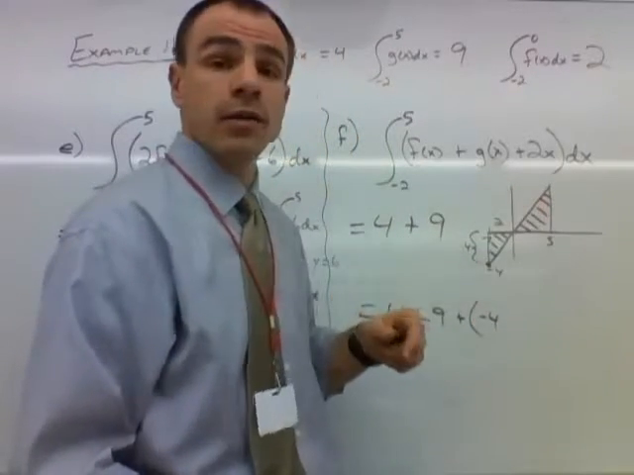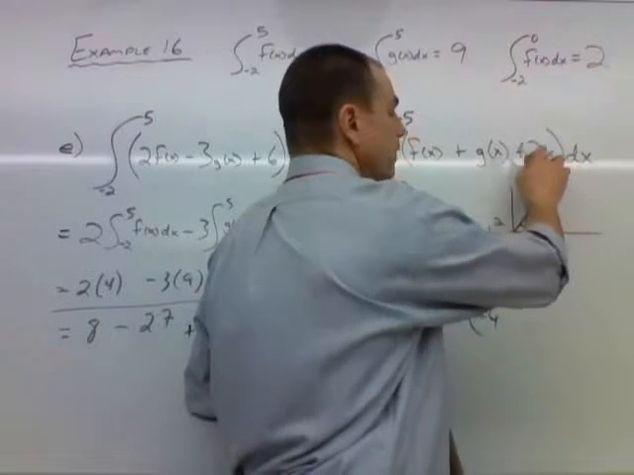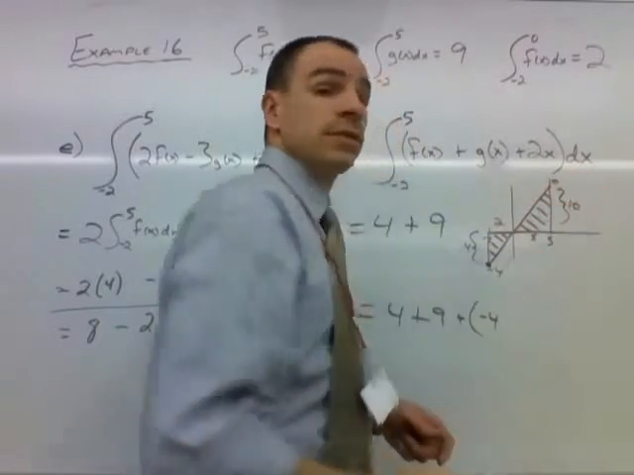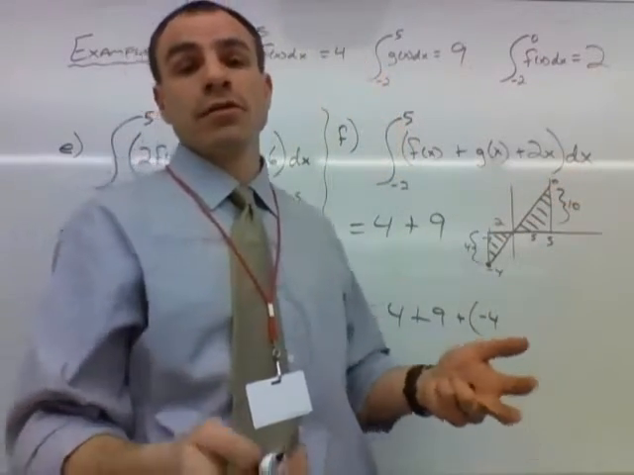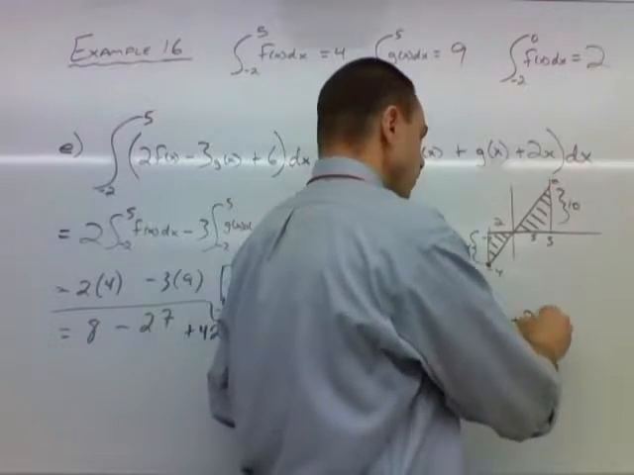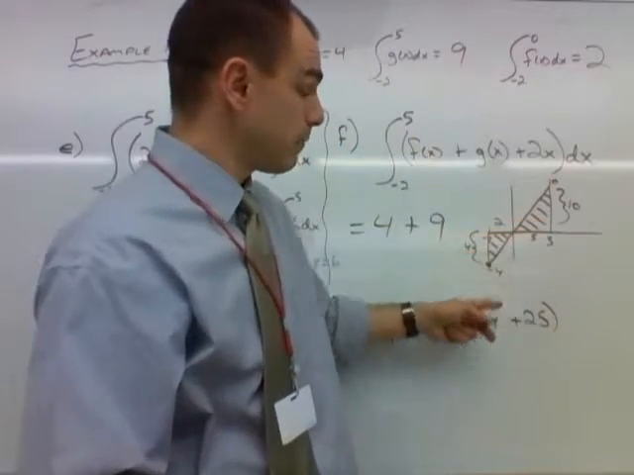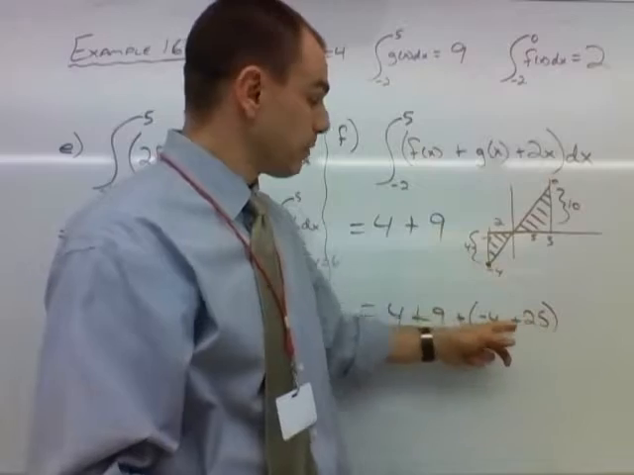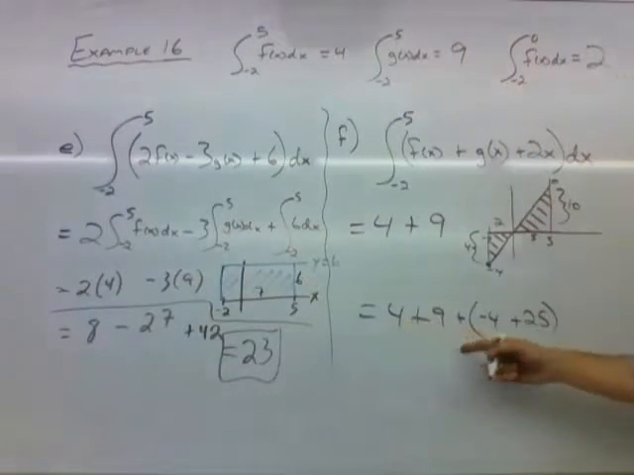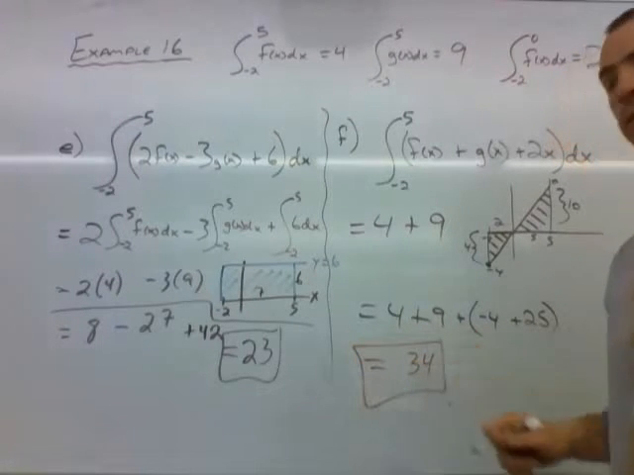The second triangle, right, base of 5. Height, well, if we plug 5 in here, we get 10 up there, so height of 10. 5 times 10 is 50. Area of a triangle is half base times height, so half of 50 is 25. So we're going to have 25 from this triangle, just as we had negative 4 from that triangle. 25 plus negative 4 is 25 minus 4, it's 21. So we add 21 to our 13, so that gives us a total of 34.